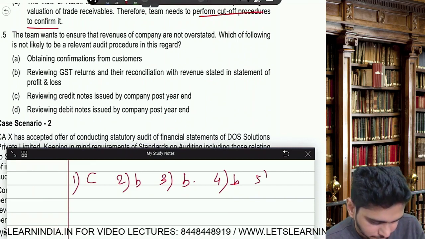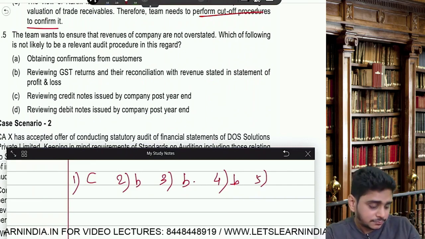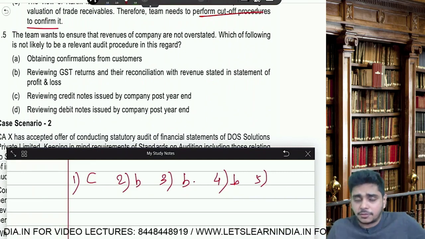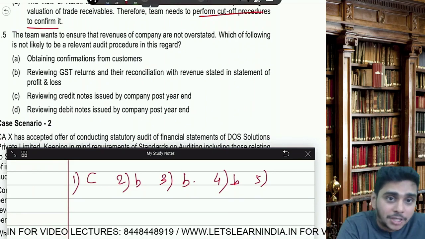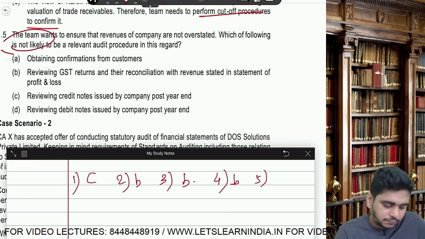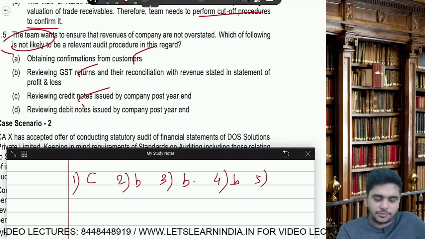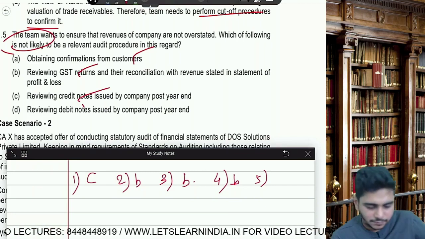Last, the team wants to ensure that the revenues of the company are not overstated. Okay, which of the following is not likely to be a relevant audit process? Not likely. Confirmation you can check, GST and sales you can check, credit notes you can check, debit notes you will not check.